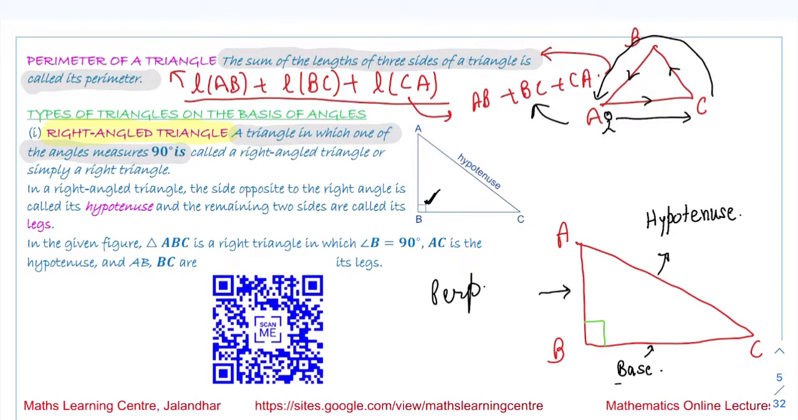BC is called the base. These terms you have to keep in mind. AB is the perpendicular, and this side which is opposite to this 90 degree angle, between AB and BC, this side opposite to this angle, that is called the hypotenuse.